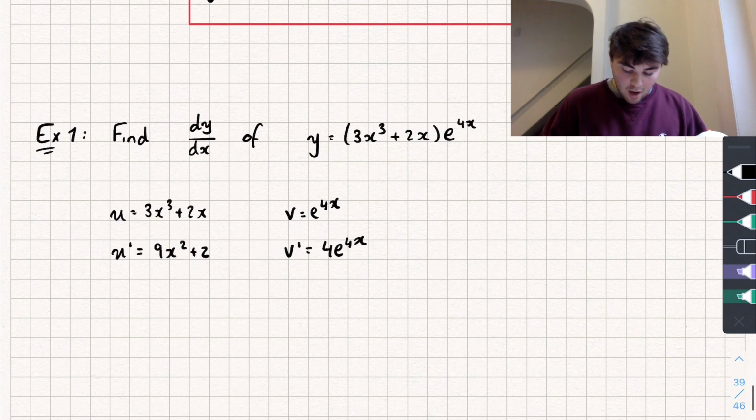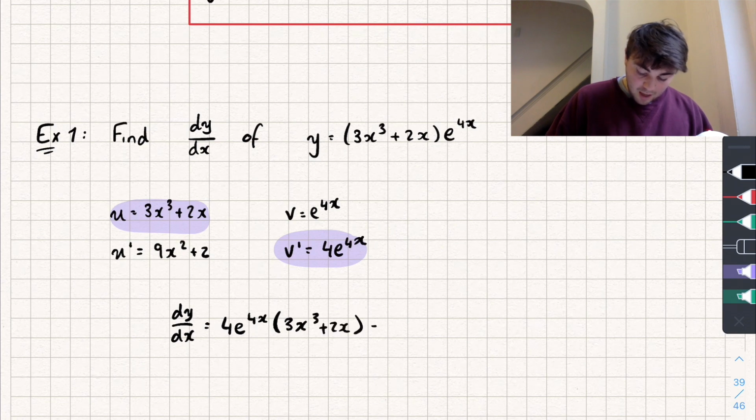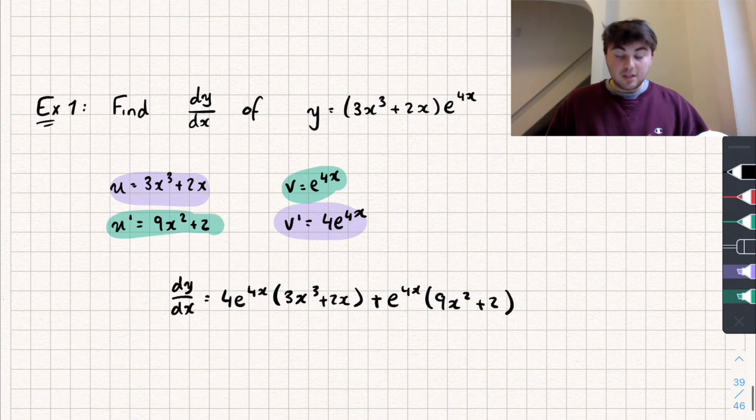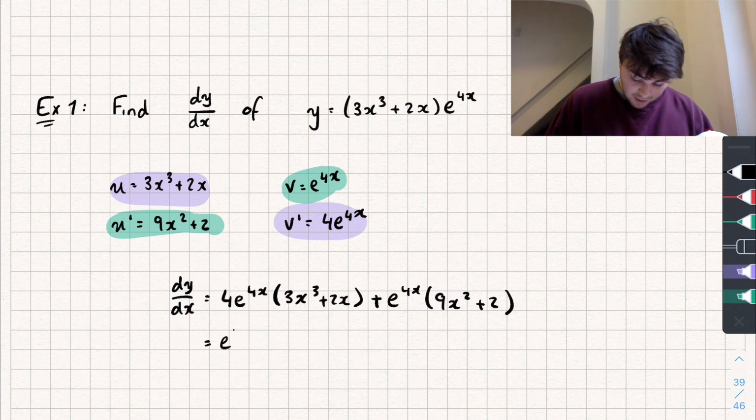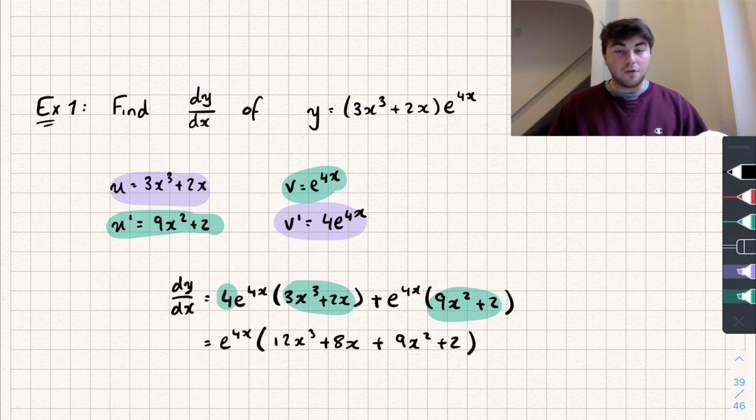Now we've got all of these derivatives, we can find dy by dx, and we get that it's going to be equal to u multiplied by the derivative of v, so that's going to be 4e to the power of 4x multiplied by 3x cubed plus 2x, and then we just have to add on to that v multiplied by the derivative of u, so e to the power of 4x multiplied by 9x squared plus 2. And you could leave your derivative like that if you wanted to, or you could factor out the e to the 4x from both of your terms, and if you do that you would get e to the power of 4x multiplied by, from this first term we've got 4 multiplied by that, so we could simplify that to 12x cubed plus 8x, and then just add on whatever this second term here is, so 9x squared plus 2, and that would be a simplified version of our derivative.